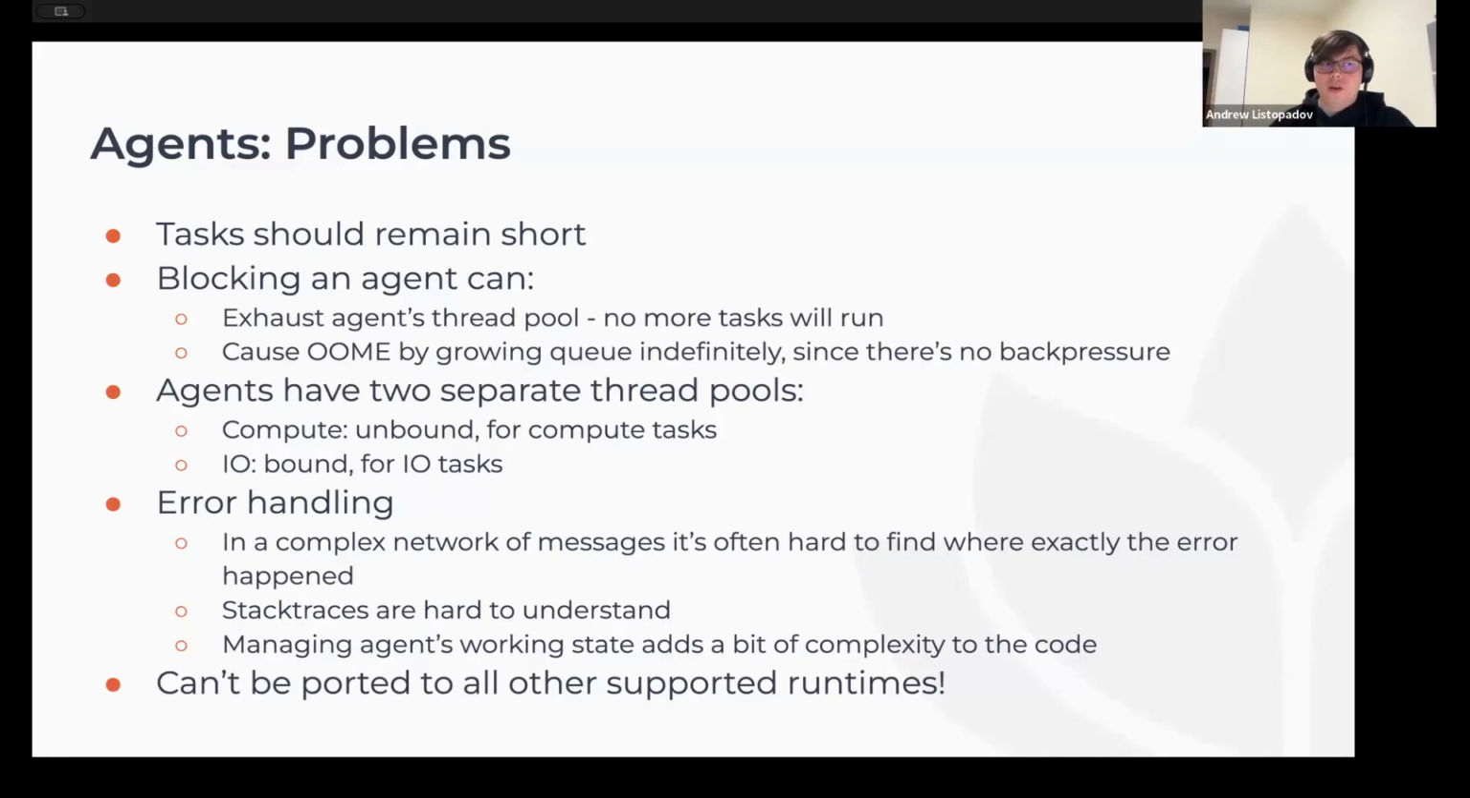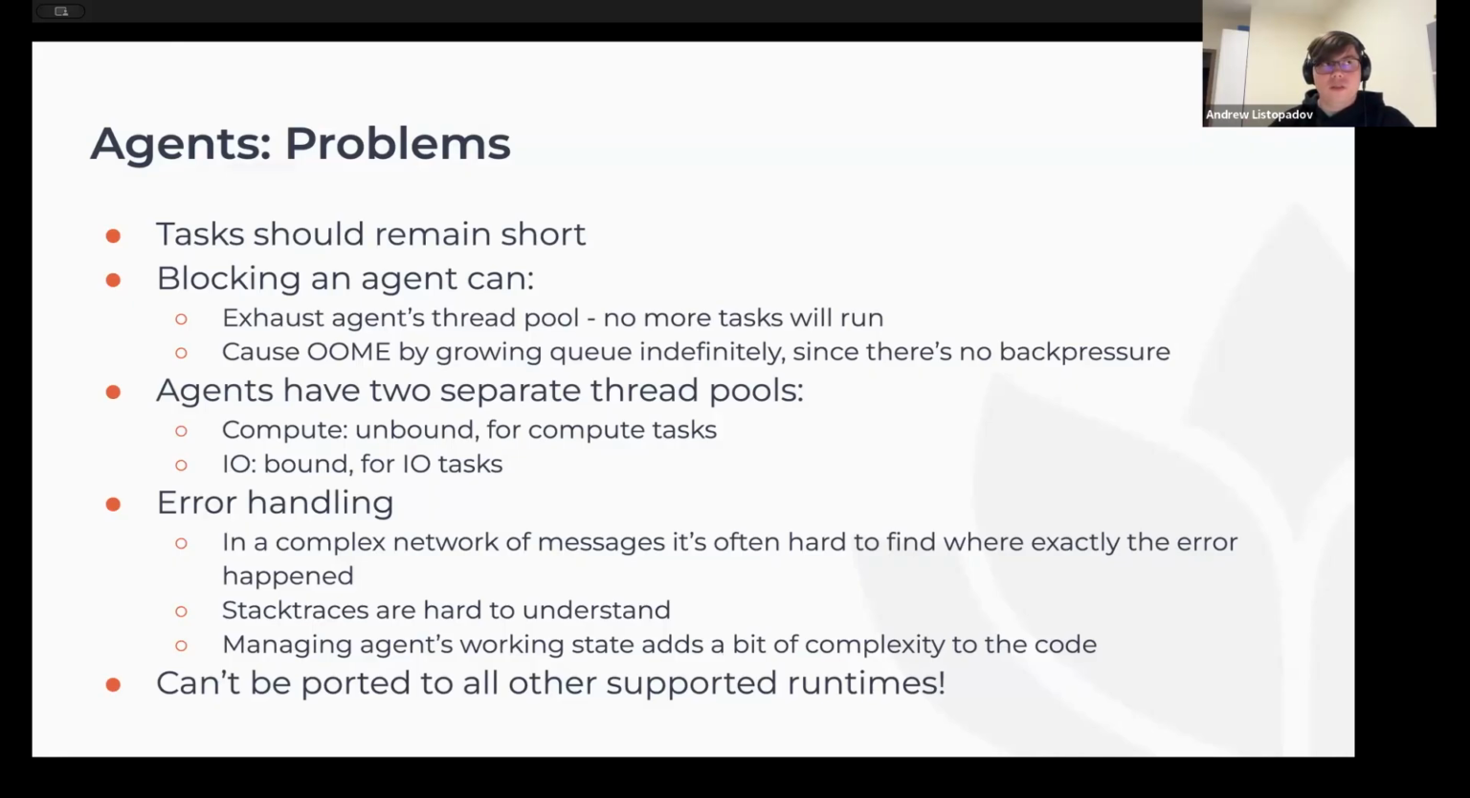For example, for agents, we have to keep our tasks quite short because if we block an agent or if we block many agents, or if we have tasks that execute longer than it takes for a new task to arrive into an agent, we can either exhaust their thread pool, so no more tasks will be executed, and then our queues will start to grow and we can even cause an out of memory exception because we have issued so many tasks. There are separate thread pools that we need to keep in mind. We have really weird error handling. I've seen a lot of problems with agents and it was really hard to debug.